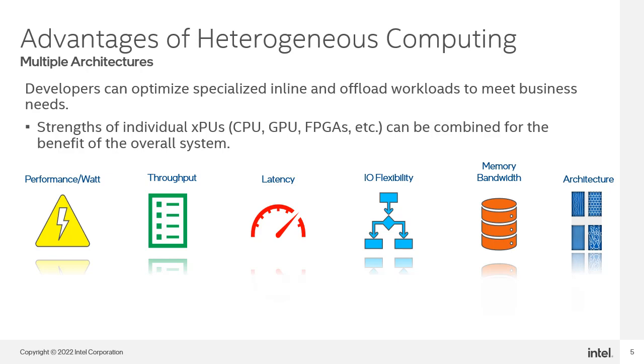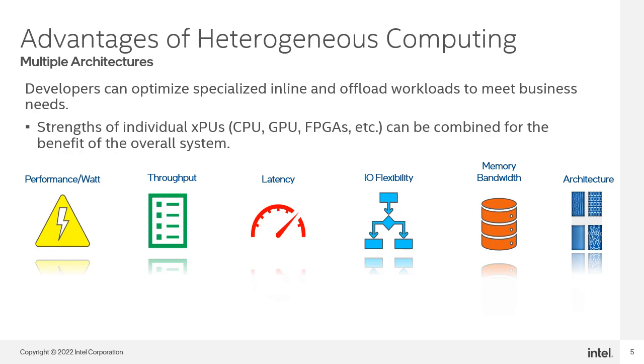To fully appreciate the Intel oneAPI product, we first take on the concept of heterogeneous computing. Heterogeneous computing refers to a single system having multiple architectures. It has become a fast-growing trend for achieving optimum performance in diverse workloads. The individual strengths of these architectures, such as spatial, vector, scalar, can be combined for the benefit of the overall system. These strengths, which range from performance, throughput, latency, I/O flexibility, memory bandwidth, can be combined.